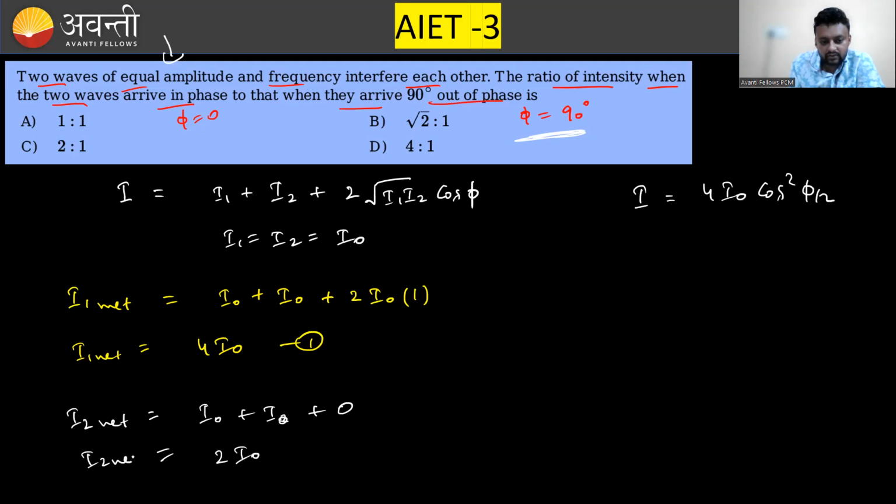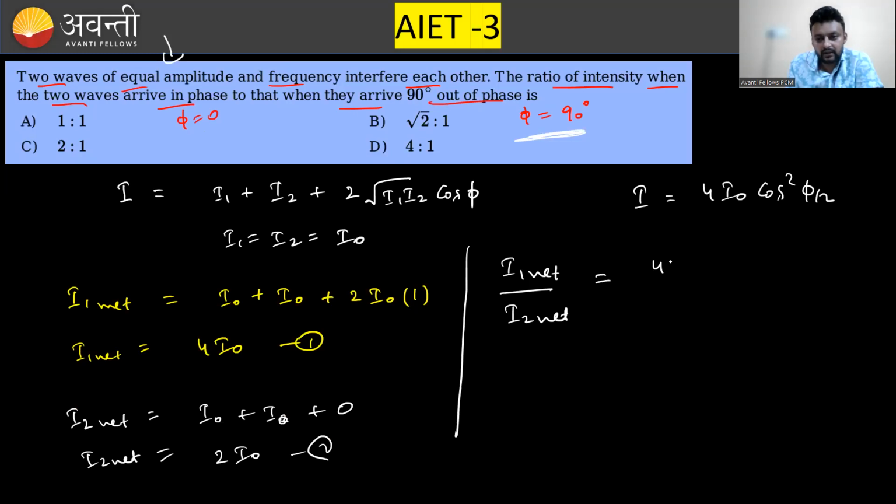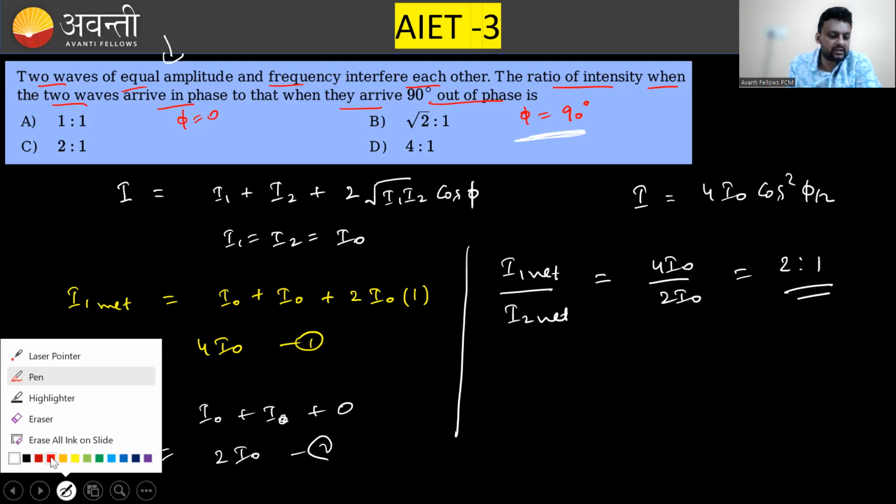So I2 net is 2 I naught. That will be the second equation. So if you calculate the ratio, I1 net divided by I2 net is 4 I naught by 2 I naught. That is 2:1. 2:1 means option C is correct.